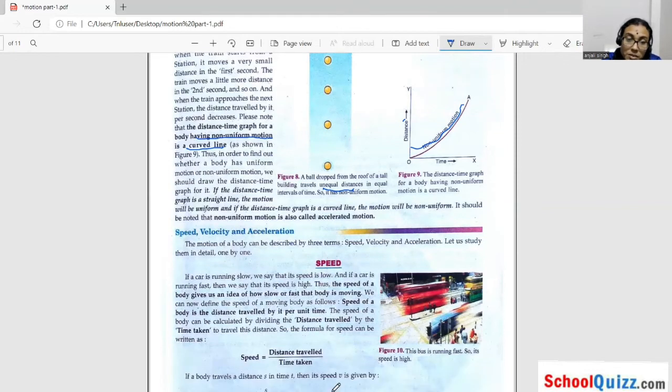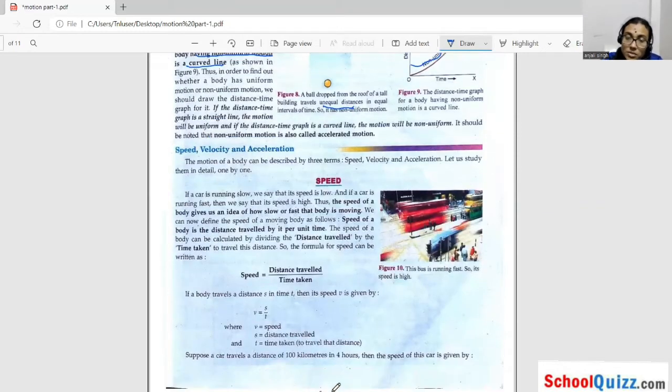And the formula of speed is, you can see, speed is equal to distance upon time. This is the distance. The formula is V = S/T. V is the speed, S is the distance traveled, and T is the time. Clear? Speed is equal to distance upon time.